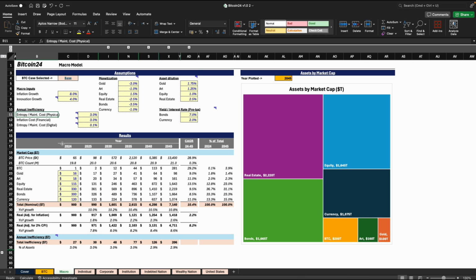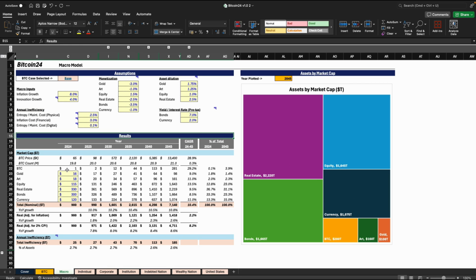These are also kind of set in stone. Maintenance cost for something physical is at 3.5%. I would lower it to 2.5% because we have growth and innovation. Inflation cost at 3%, I'll keep it at that. And digital maintenance cost is at 0.1%. Naturally speaking, to maintain something digital is way, way lower than something physical. So 0.1% sounds a bit fair to me.